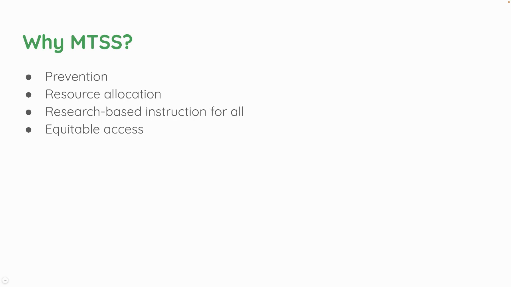An MTSS allows for more effective allocation of resources, since with strong core instruction, reading problems can be prevented. This allows for a reduced number of students who need intervention, which preserves the limited resources available for those who really need them. In our current system, due to ineffective core instruction, many more students are needing intervention. The volume of students needing intervention effectively dilutes the intensity of intervention that can actually be provided.